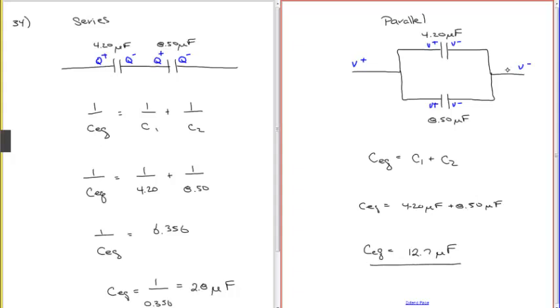And for parallel capacitors, the equivalent capacitance is always greater than the individual capacitances because we're adding them together, obviously. So you get 12.7. This is the one where you sometimes think, oh, I should always add stuff. But in the series case, the total capacitance is less than the individual capacitances.